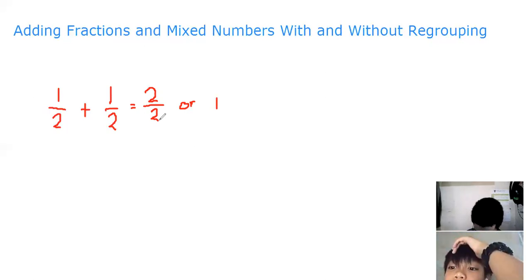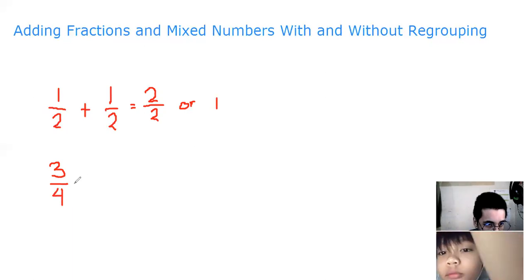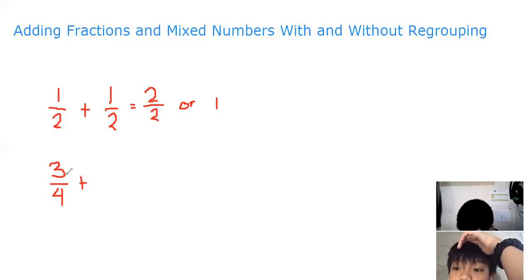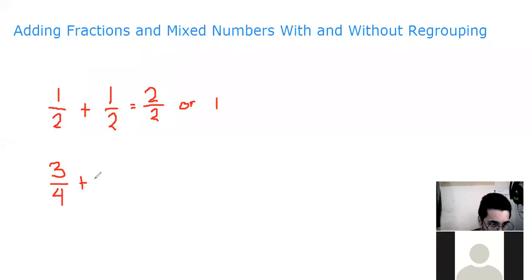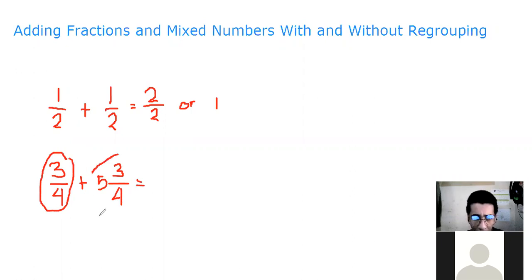So, we have here another example. For example, we have here 3/4 plus 5 and 3 over 4. So, yung una, we have here 3/4 or 3 over 4. Ito yung una natin fraction, diba? And then we have 5 and 3 over 4, pangalawa natin fraction.